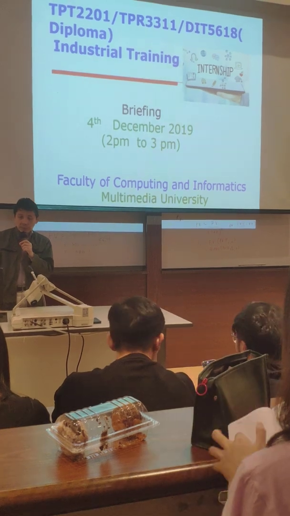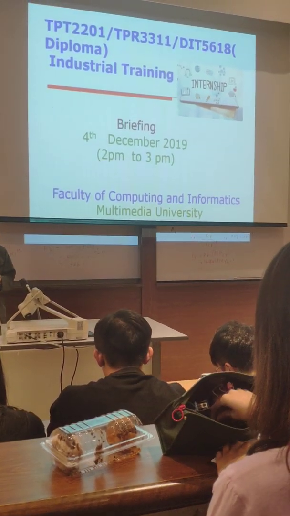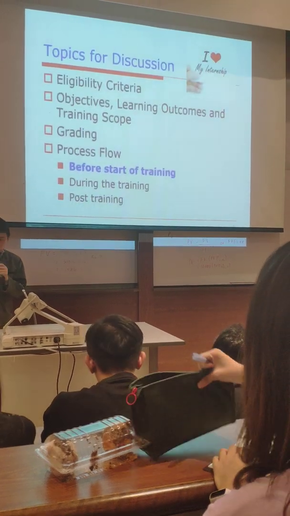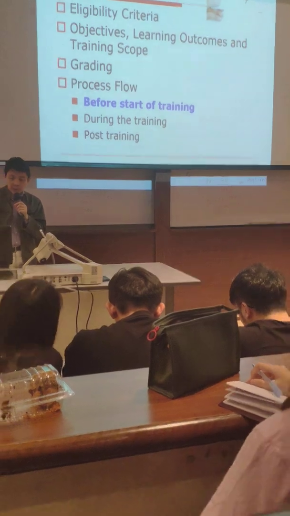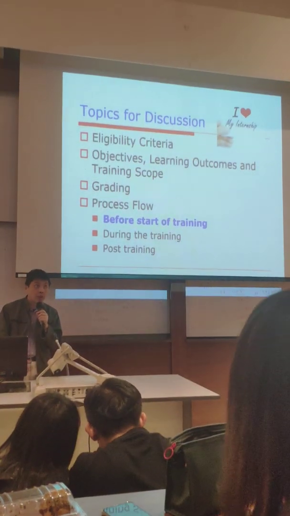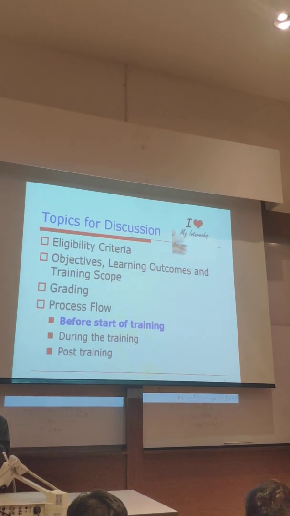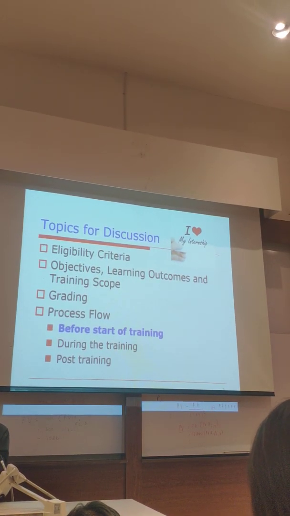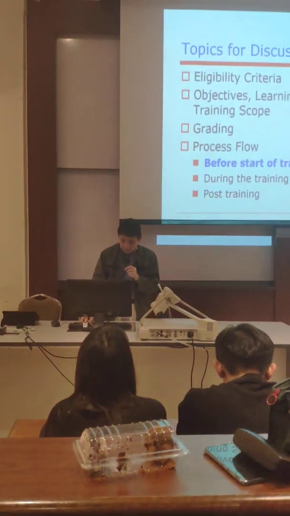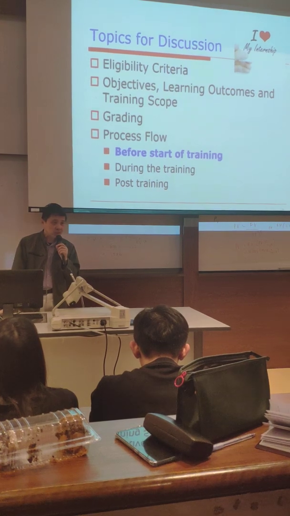So this briefing is for next year cycle. Okay. So let's go through. Today I'll discuss the requirement for taking the ITP, objective, learning outcome, training scope, how's the grading system, how's the process flow before the start of the training, during the training, and after the training, what you have to do. Okay. So I hope you can say I learned in my internship at the end of your internship.